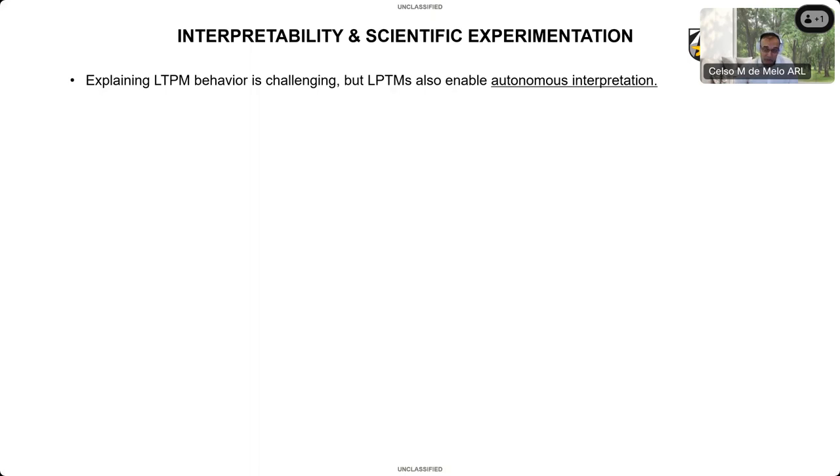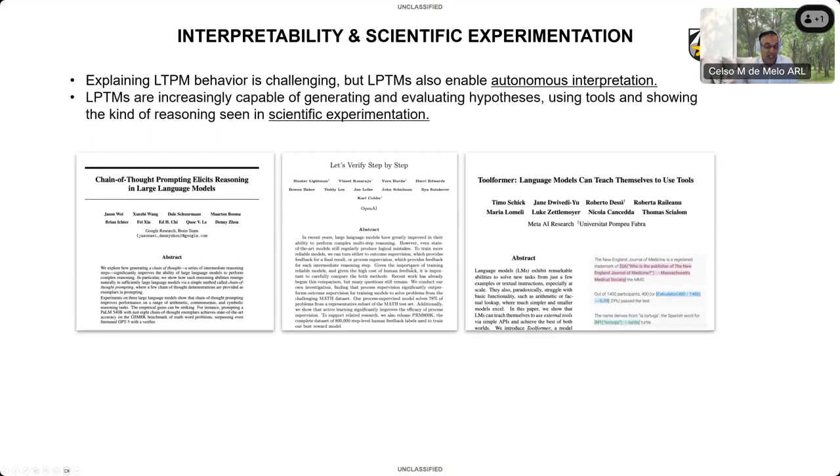But the point I wanted to bring here is that we can also use these big models, these large pretrained models, to help us do autonomous interpretation. So here we get into that idea of autonomous agents, leveraging the reasoning capabilities we're starting to see in these models. The literature is increasingly providing evidence for some very interesting reasoning capabilities that are emerging in these models, such as the ability to use tools, the ability to do verification of intermediate steps and so forth.